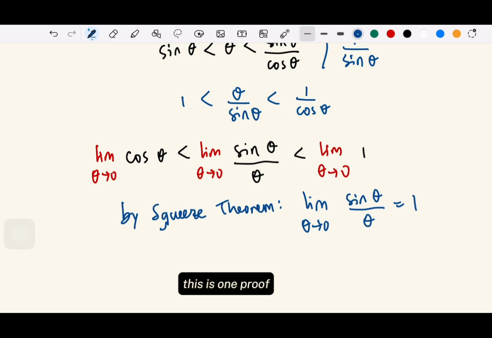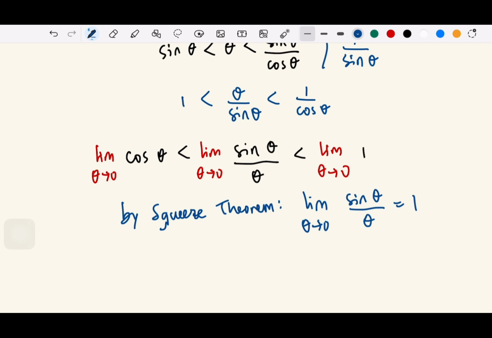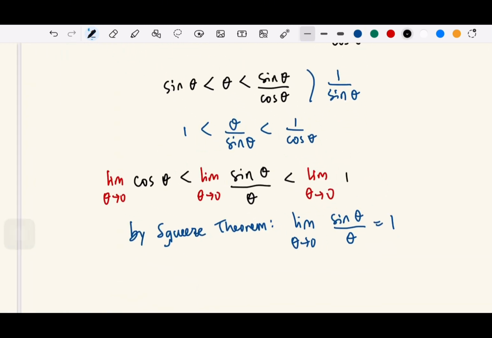This is one proof. I have a second one, still using geometry. Here we used the distance, the length. We can also prove it using the area: we find the area of the sector. That's, I think, easier to see.